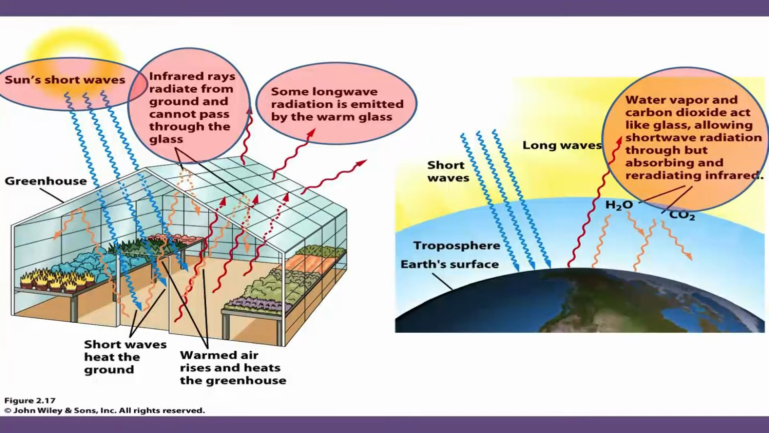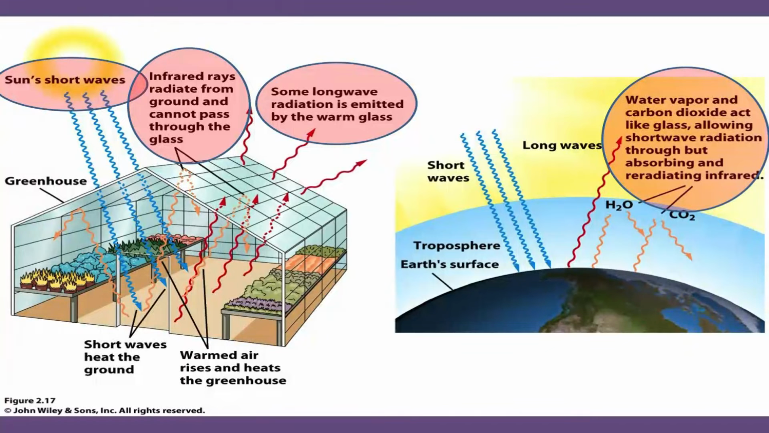So short wave radiation comes through the atmosphere to the Earth's surface, and then see, infrared radiation from the ground is radiated back into the atmosphere but cannot pass through it, and is radiated back to the Earth's surface. So those are the infrared rays radiated from the ground that cannot pass through the glass or the atmosphere.